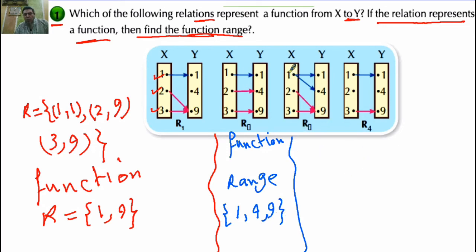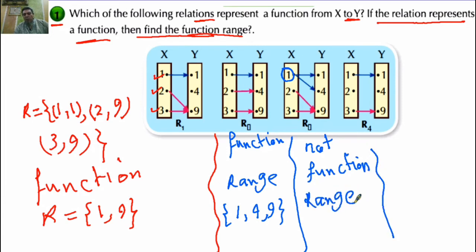R3: we notice that 1 is connected with two elements, (1, 1) and (1, 4), so 1 appears two times. This relation is not a function. The range equals {1, 4, 9}.